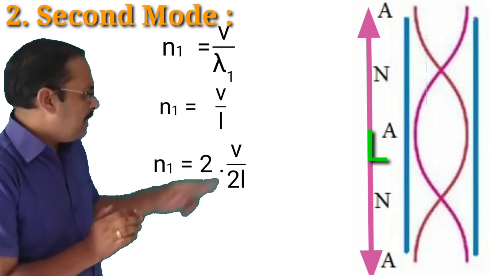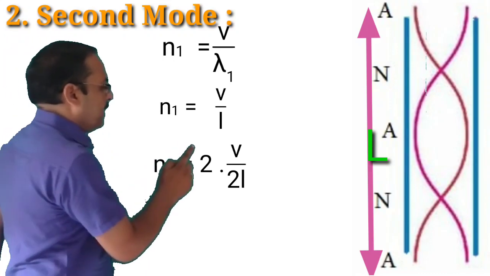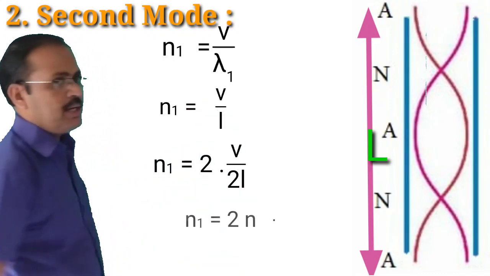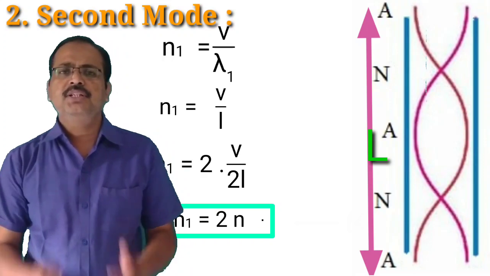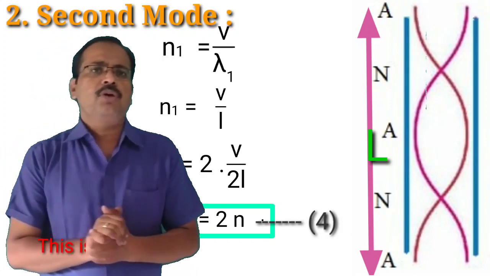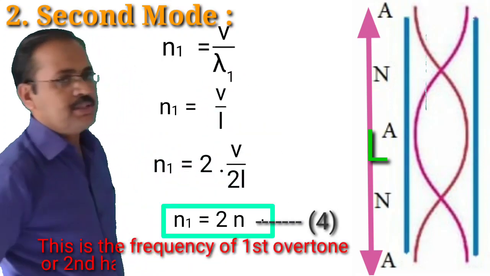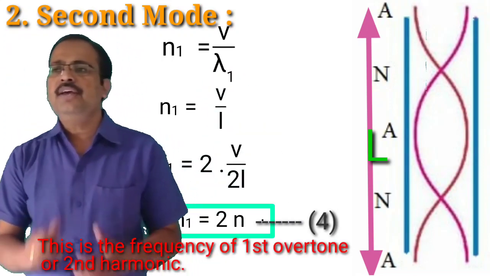V upon twice L means fundamental frequency. Therefore, N1 is equal to 2N. This is equation number 4. This is the frequency of the first overtone or second harmonic.